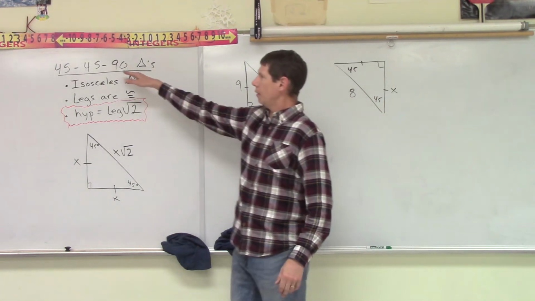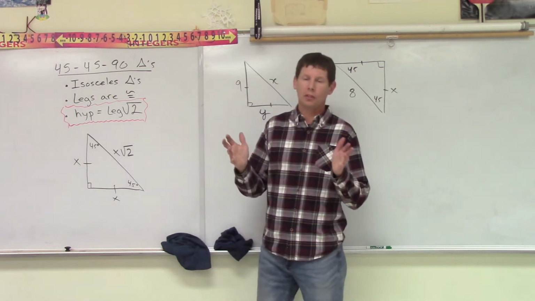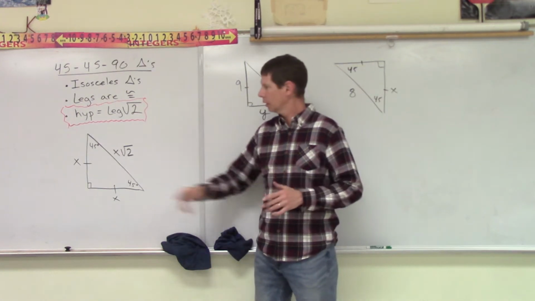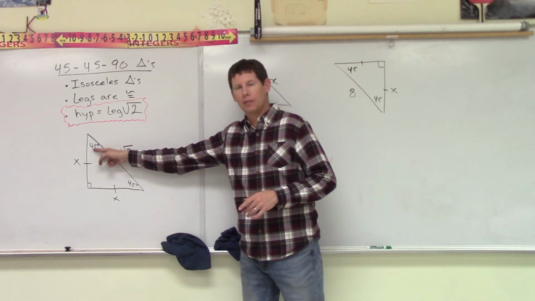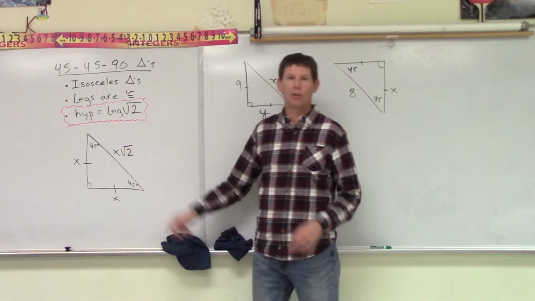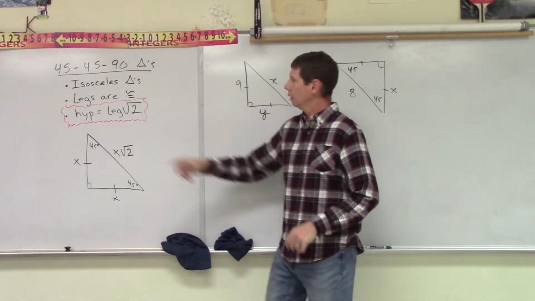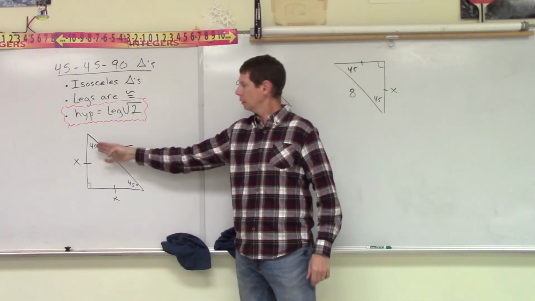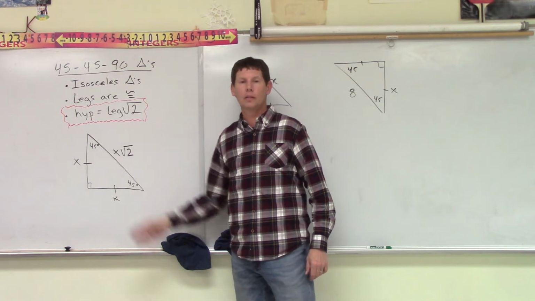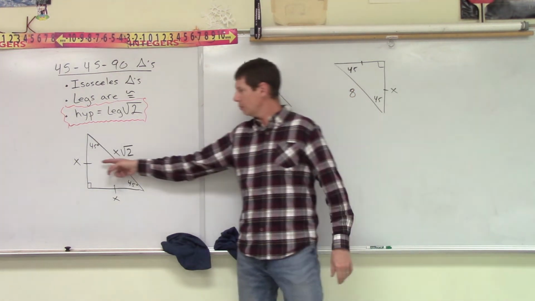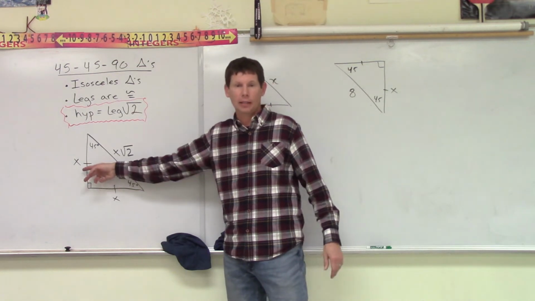So our 45, 45, 90 triangle refers again to the angle measures in the triangle: 45 degrees, a right angle, and another 45 degree angle. So what does that tell us about this triangle? One, it's isosceles, because we have two sides that are congruent. Two, it also tells us that the legs are going to be the same length. That's the definition of isosceles.